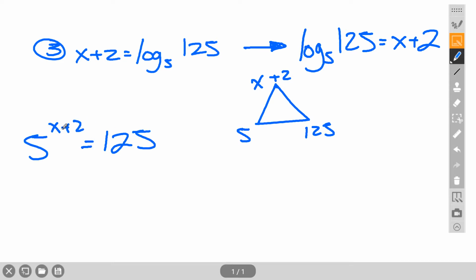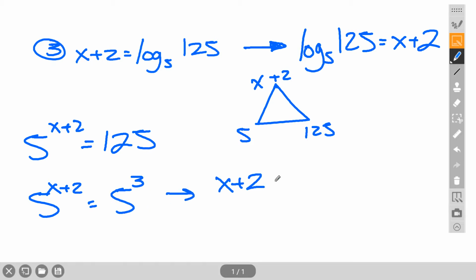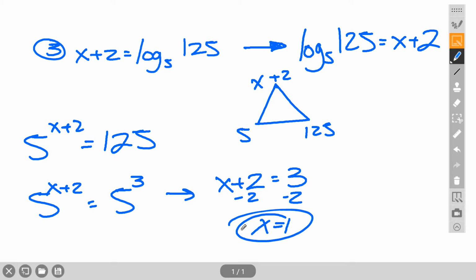And I need to solve this exponential. Okay, so I need to express 125 as a base of 5. 5 to the x plus 2 equals 5 to the 3rd power. Now that the bases are the same, I can set the exponents equal to each other. x plus 2 equals 3. Subtract 2, and x is equal to 1. So 1 is the solution to my equation that I started with.